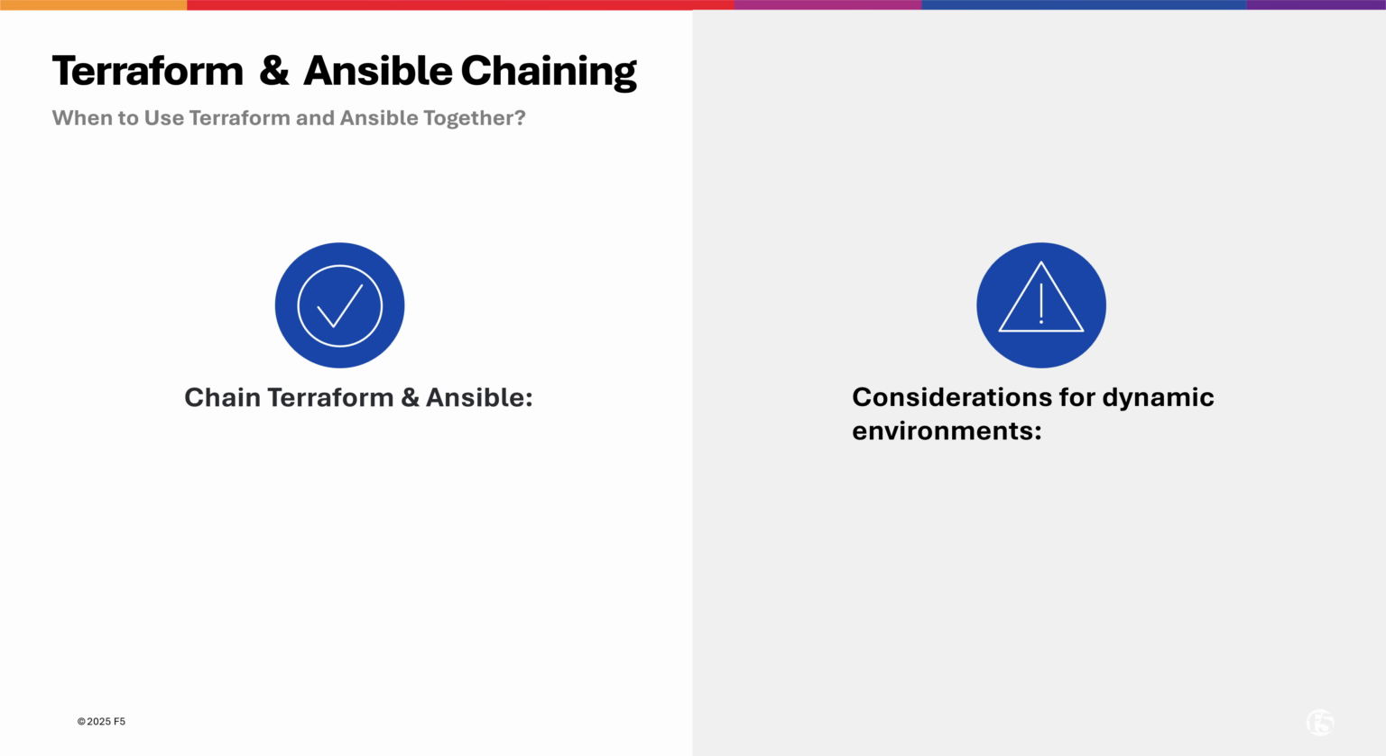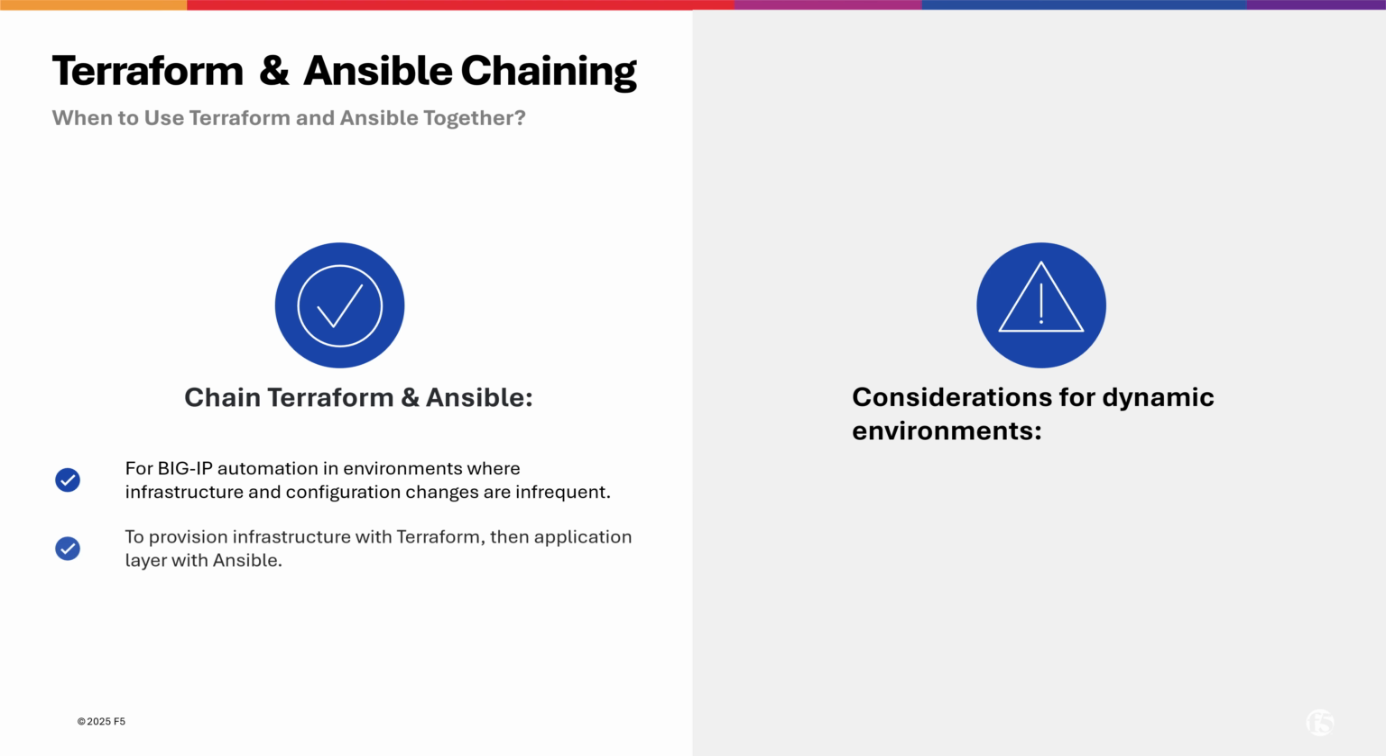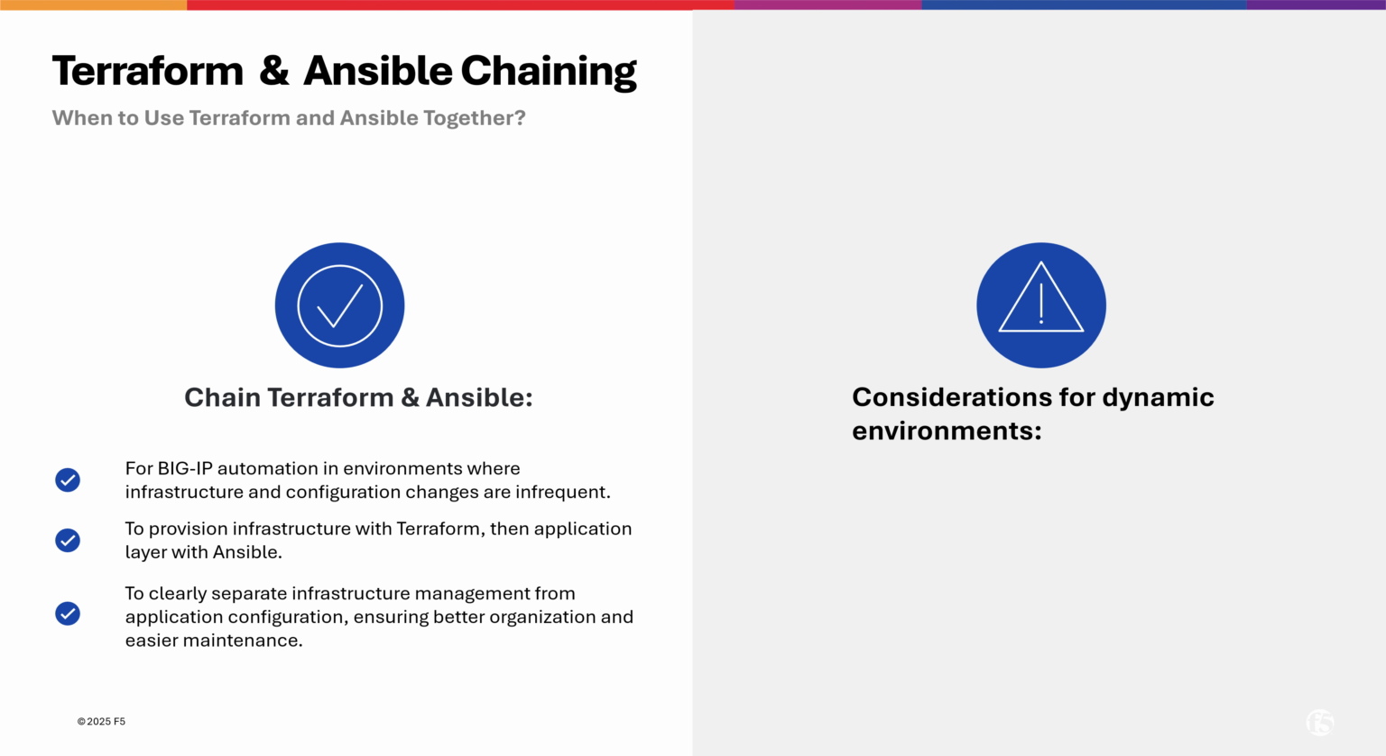Using Terraform and Ansible together is a good method for automating BIG-IP in environments where changes are rare. Terraform builds the cloud infrastructure, like networks, subnets, security settings, and BIG-IP instances. Then, Ansible handles the BIG-IP configuration, such as VLANs, self-IPs, pools, and virtual servers. This approach keeps the infrastructure and the BIG-IP settings separate, which makes things easier to manage and more organized.